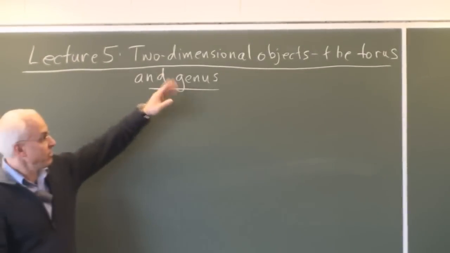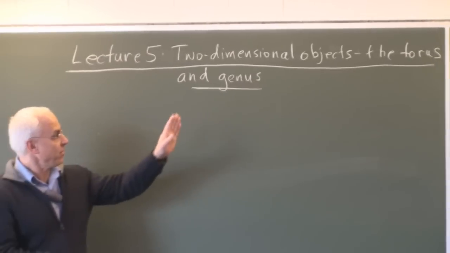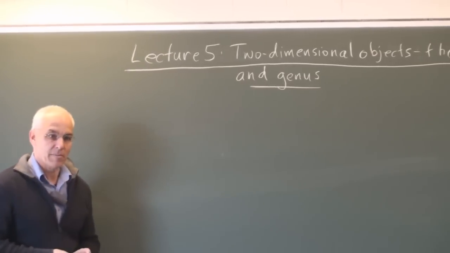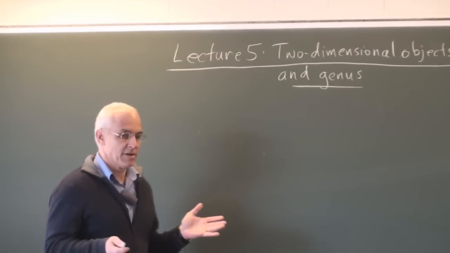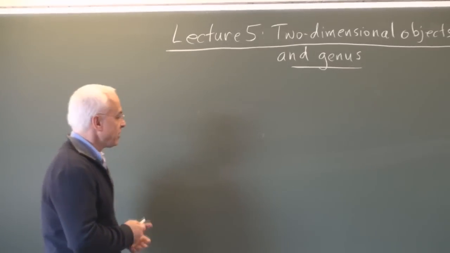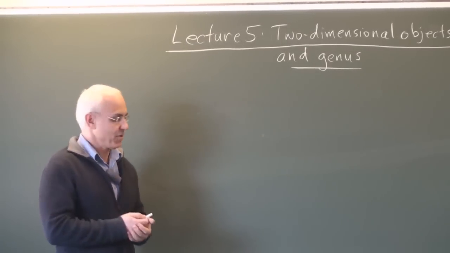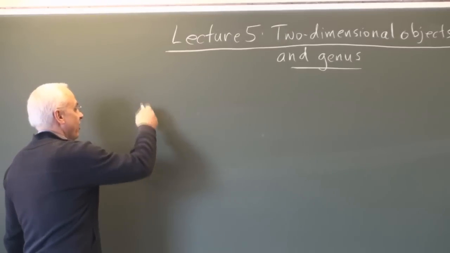Today we're going to talk about two-dimensional objects, continuing on with this thread, and concentrating on the torus and this notion of genus that was in fact introduced by Riemann in the 19th century. So we've been talking about the plane and the sphere so far, so it's time to introduce a few more complicated two-dimensional objects.